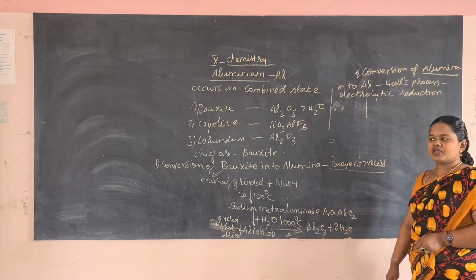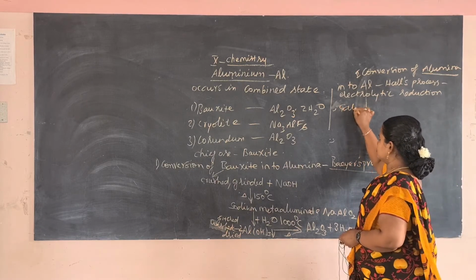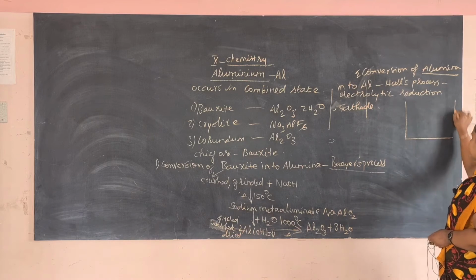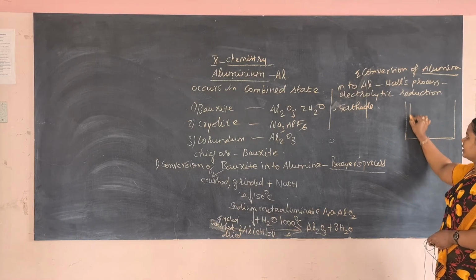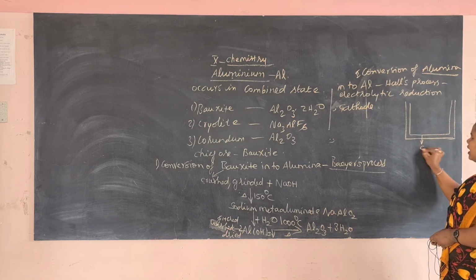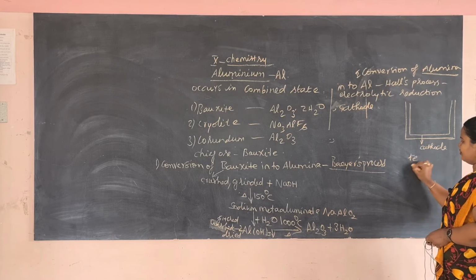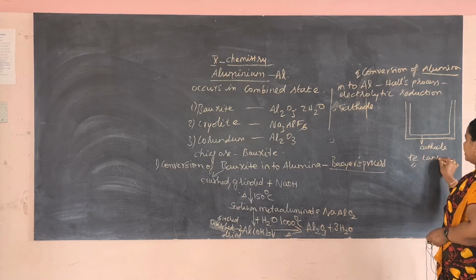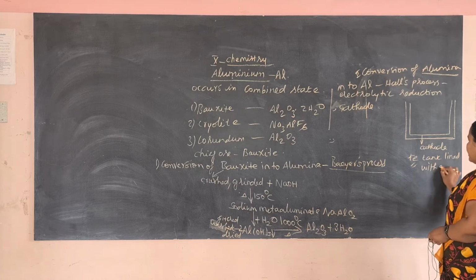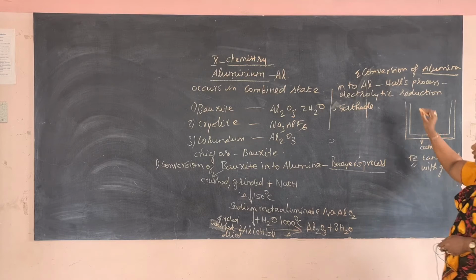So we know that for an electrolysis we need a cathode. And the cathode is nothing but an iron tank lined with graphite. And the anode is a bunch of electrodes.